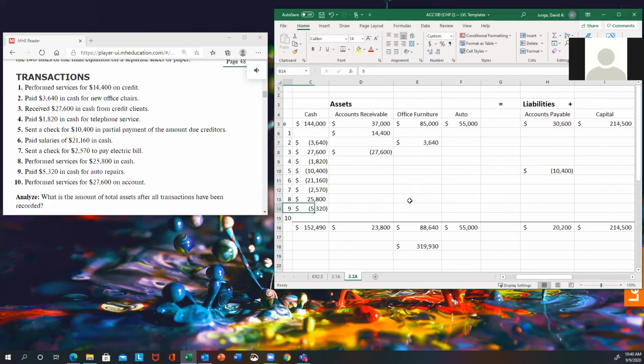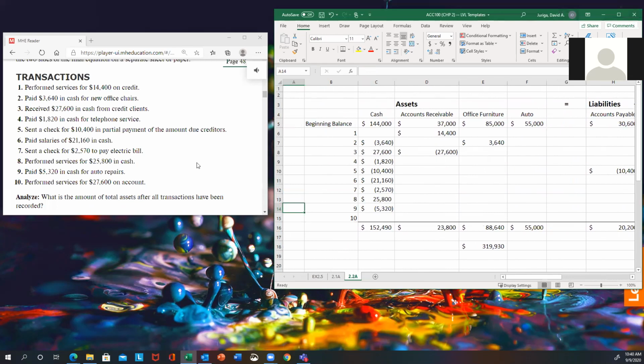So be careful with that. It specifically says auto repairs. It's just like anything, businesses have maintenance type of expenses. Okay. All right, last one.